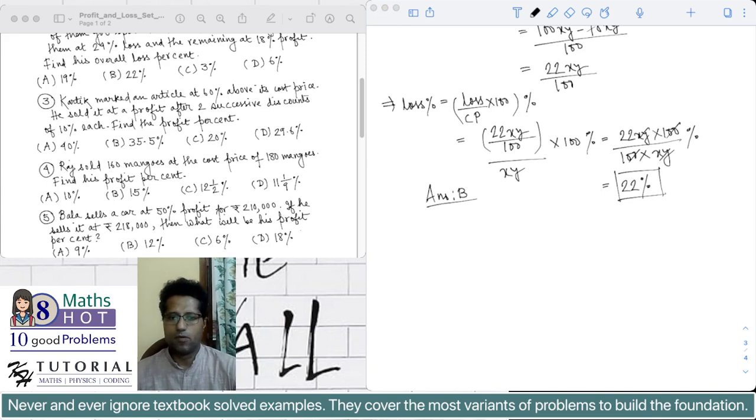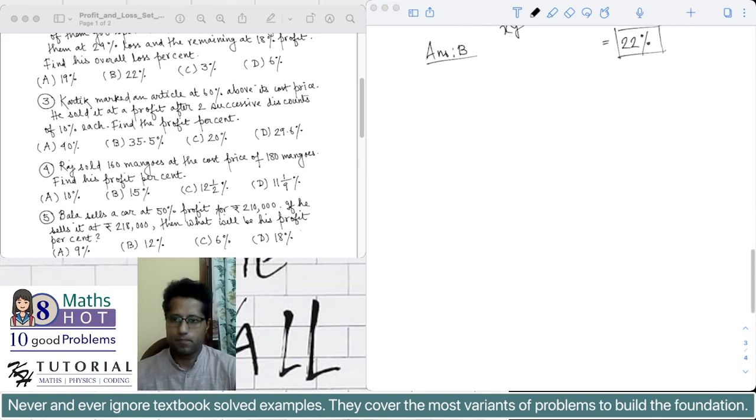Let's do problem number 3. Karthik marked an article at 60% above its cost price. He sold it at a profit after two successive discounts of 10% each. Find the profit percent.